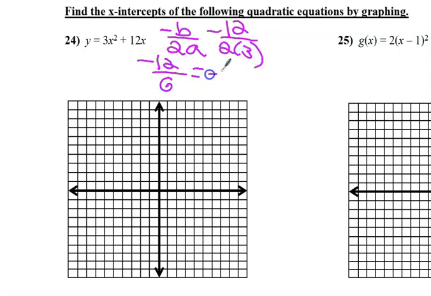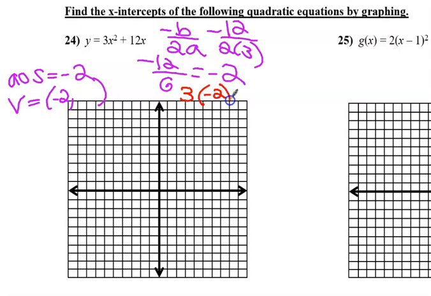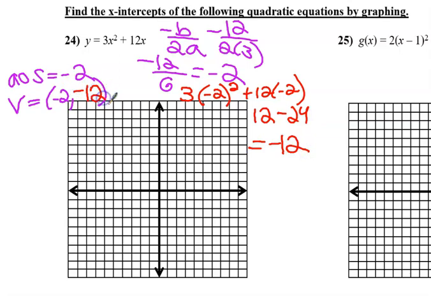-12 over 6 is -2. That is your axis of symmetry. It's the start of your vertex. Okay, plug it back in. So 3, don't forget the 3. 3 times -2 squared plus 12 times -2. -2 squared is 4. 4 times 3 is 12. Minus 24. Your answer is -12. All righty. Woo! So that's your vertex.